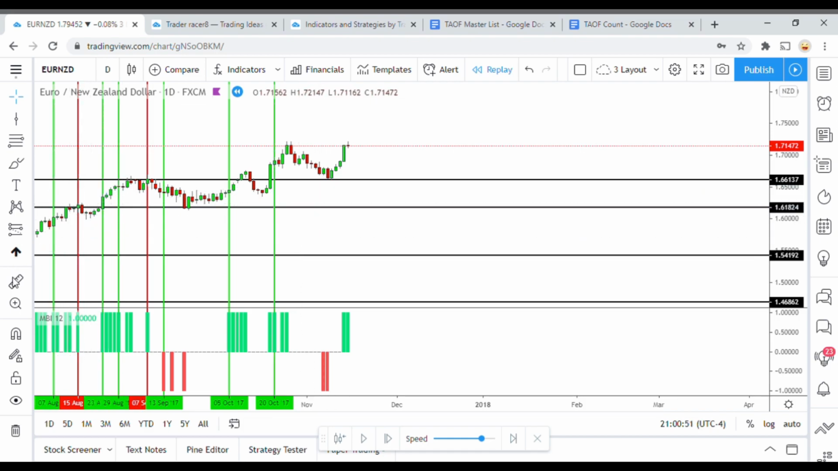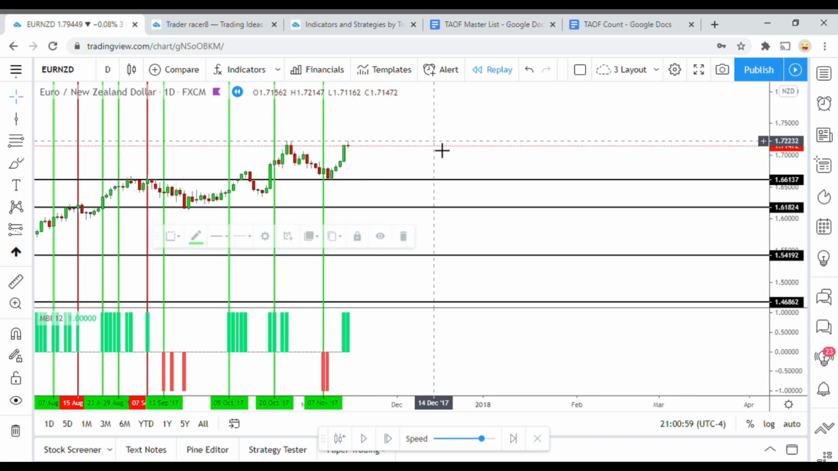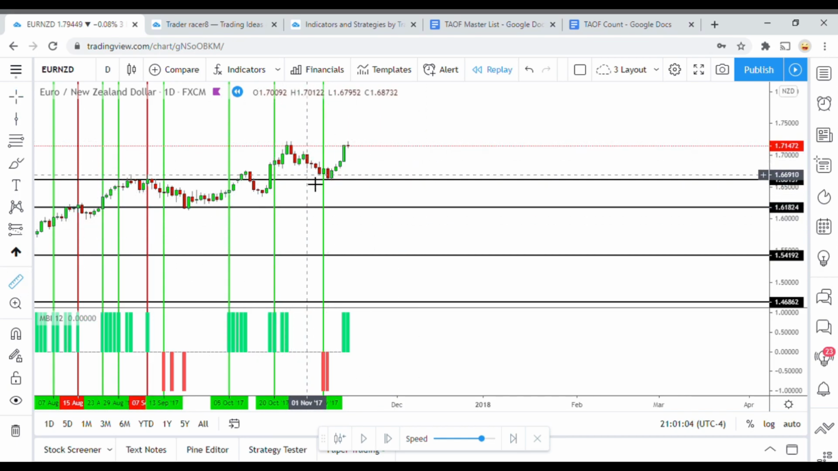See, picked up a short here. I don't think that one got us to take profit though. Yeah, it actually did. It actually, hold on. Take that back. Yeah, green. Yep, there. And then there. Okay. That is, see, another big bar right there.